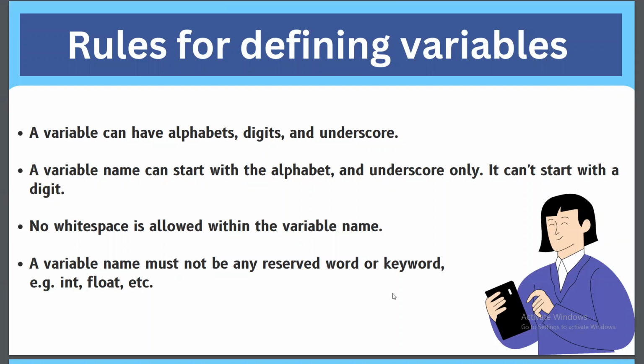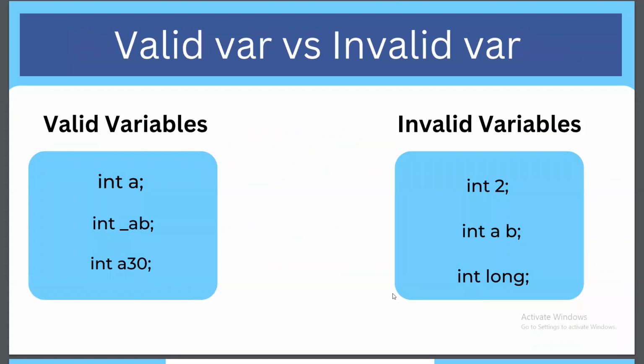Last one is a variable name must not be any reserved word or keyword. Reserved words are those words that are already reserved by the C programming language, for example int, float, double, char. We cannot define our variable name with these words, as they are reserved by the programming language. So here's the difference between valid variable versus invalid variable.